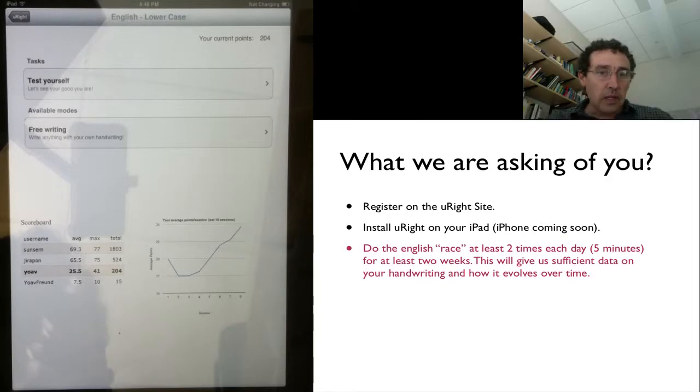And what you see in this graph here is how your performance changed over time. So you see my performance kind of improved over time after an initial dip. And on the left you see a scoreboard that tells you how you're doing relative to everybody else. So you can compare your performance to that of other people.